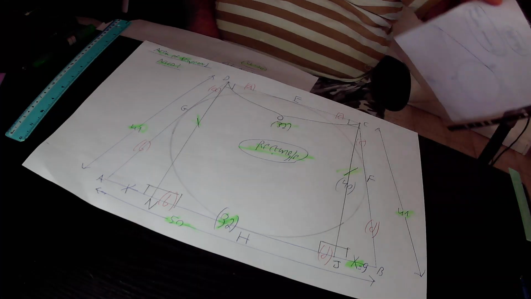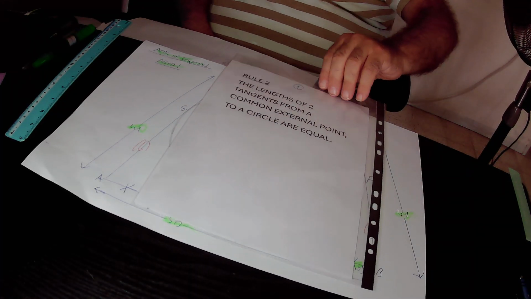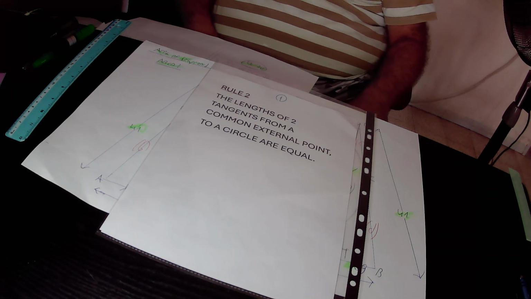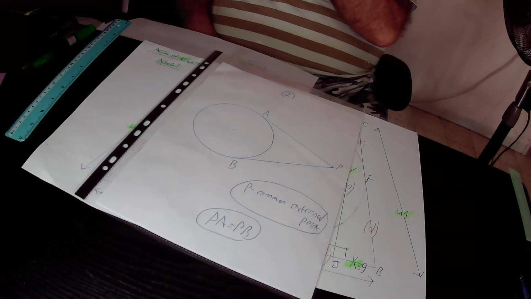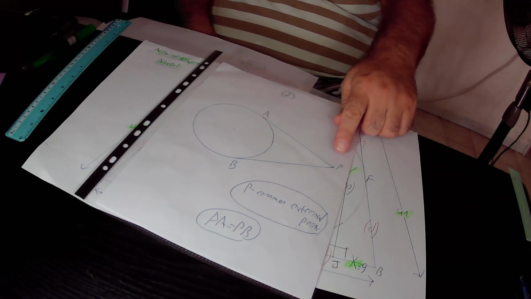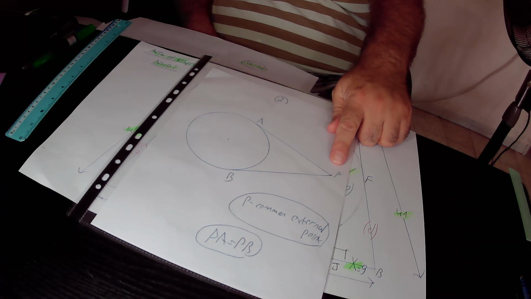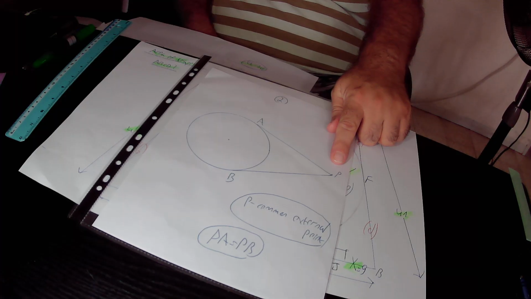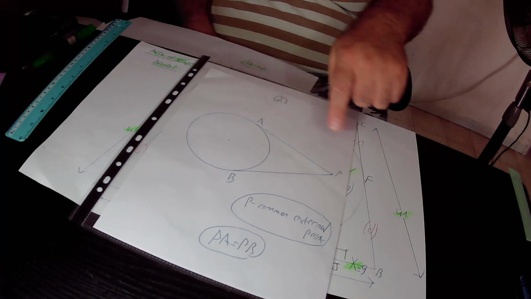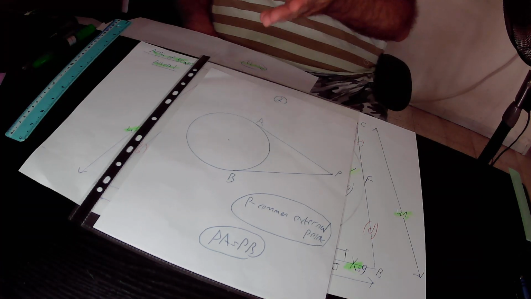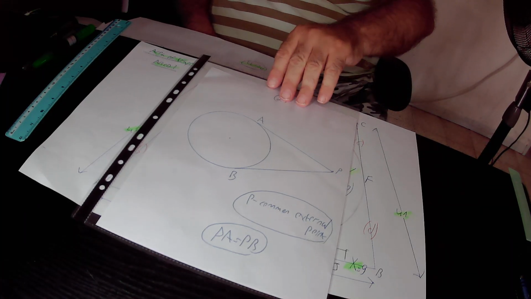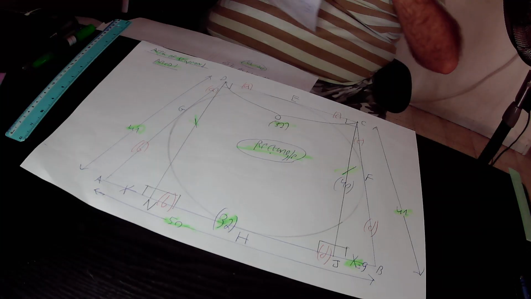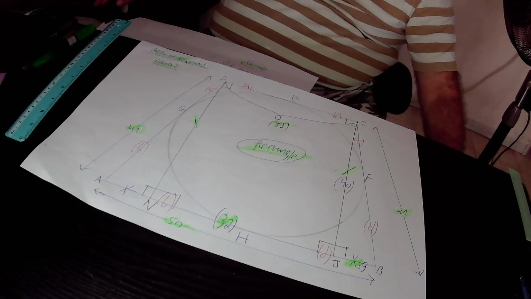Click on rule 2. According to rule 2, the lengths of two tangents from a common standpoint to a circle are equal. So, in the domain we have a circle. This is the common standpoint, point P. From this common standpoint, point P, we have two tangents to this circle, tangent PA and tangent PB. According to this rule 2, they are equal to each other. That is to say, PA equals PB. So we can implement rule 2 in our domain.